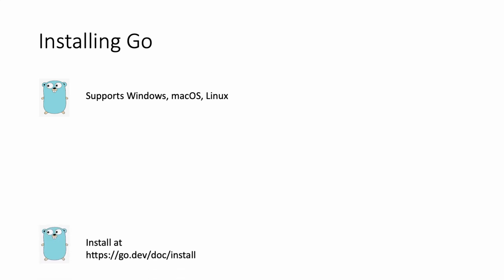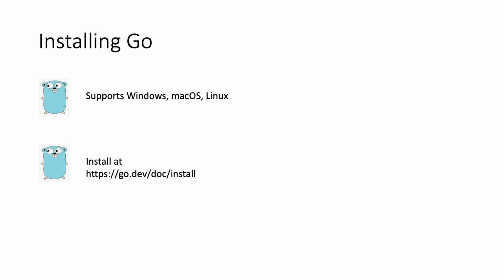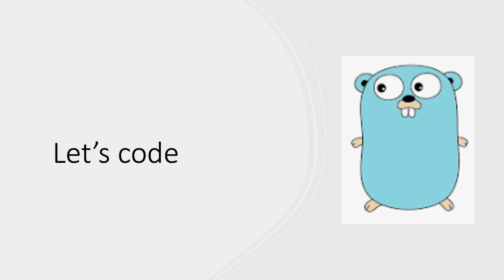How do you install Go, and on what operating systems can I install Go? Well, it supports Windows, it supports macOS, I'm on macOS, and it also supports Linux. You can install Go by going to the install page at go.dev/doc/install. You will find the needed packages and the instructions to set up your system.